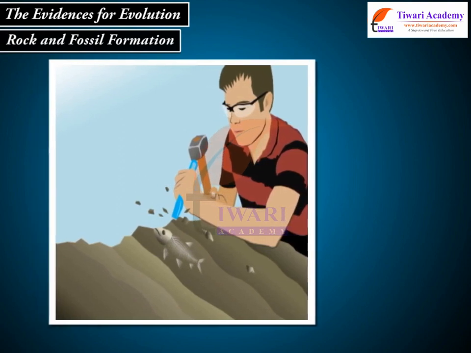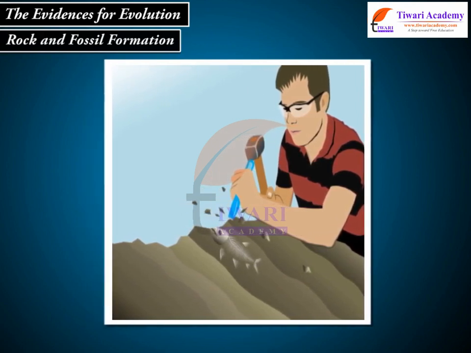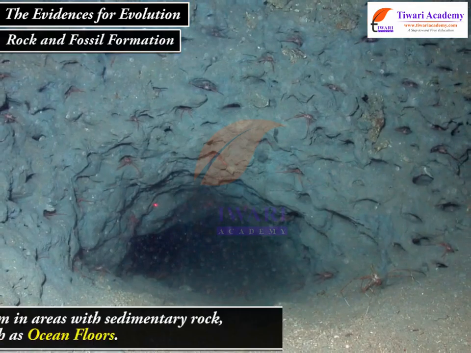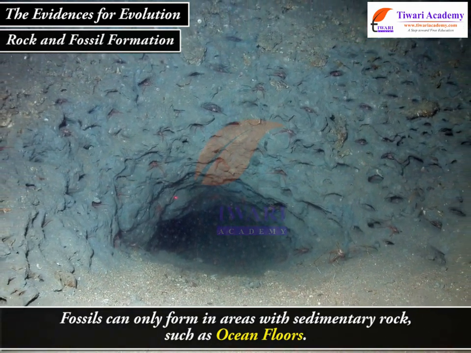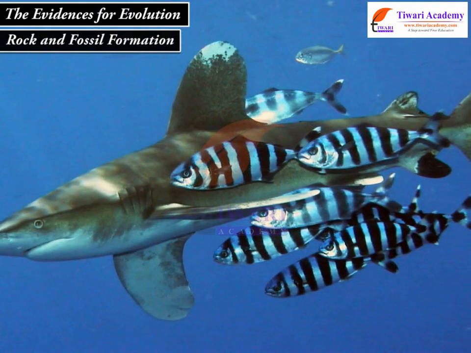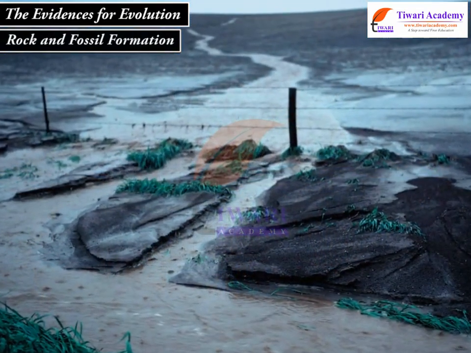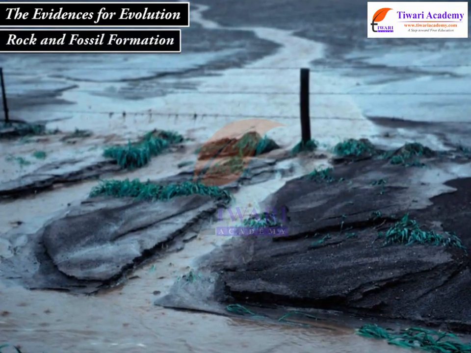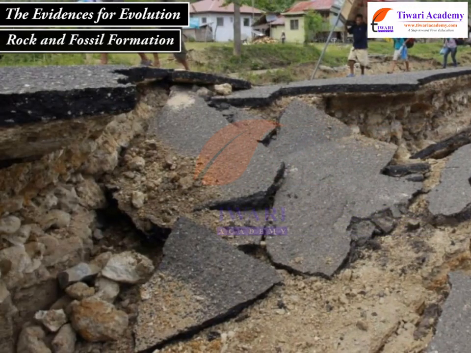There are, however, limitations to the information fossils can supply. First of all, fossilization is an improbable event. Additionally, fossils can only form in areas with sedimentary rock, such as ocean floors. Organisms that live in these environments are therefore more likely to become fossils. Finally, erosion of exposed surfaces or geological movements such as earthquakes can destroy already formed fossils.